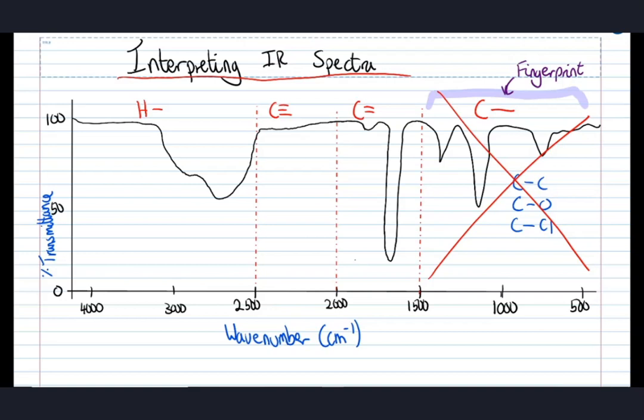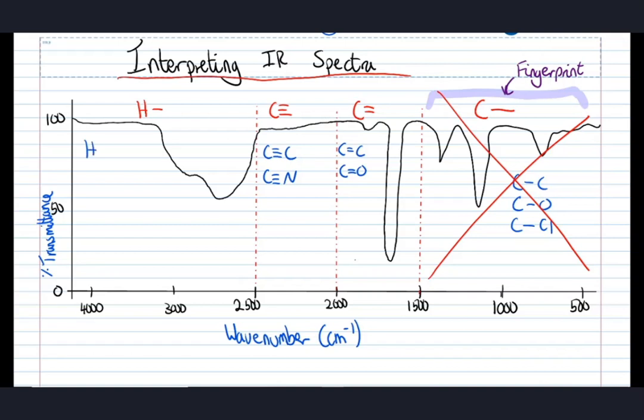Now, within the carbon double bond region, let's have a think about some different bonds that we could find here. We could have a carbon double bond carbon in an alkene. We could have a carbon double bond oxygen, a carbonyl group. So let's have a think about the carbon triple bond region. We could have carbon triple bond carbon in the alkyne functional group, or we could have carbon triple bond nitrogen in a nitrile.